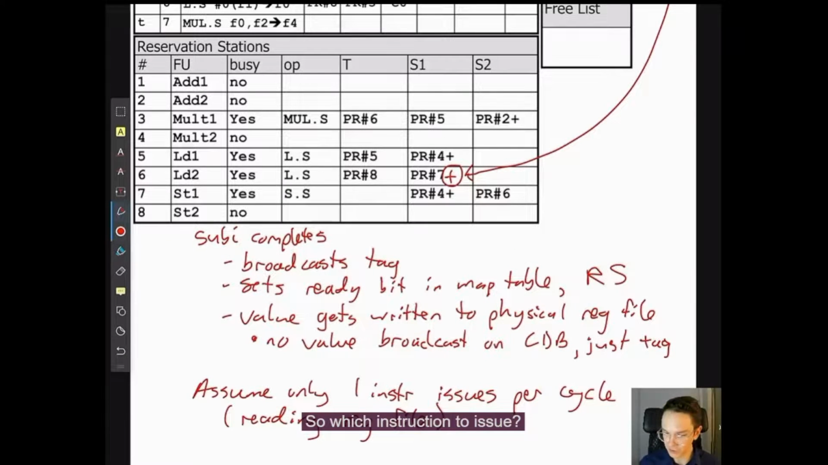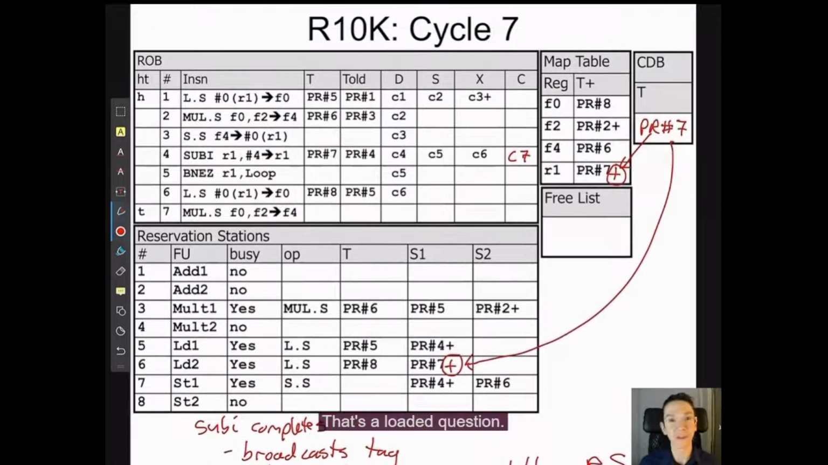So which instruction to issue? That's a loaded question. There are multiple factors to consider here. We might want to issue a younger, long latency operation to get it working faster, possibly reducing the critical path of execution. But we also want older instructions to complete so that they don't hold up resources in the reorder buffer and therefore block the progress of our instruction window.